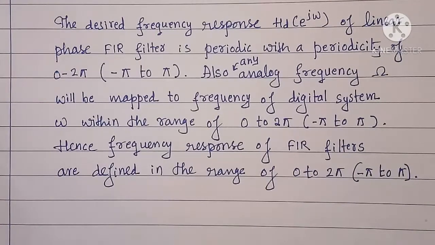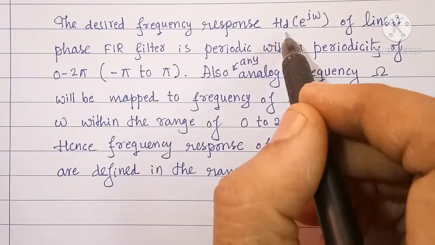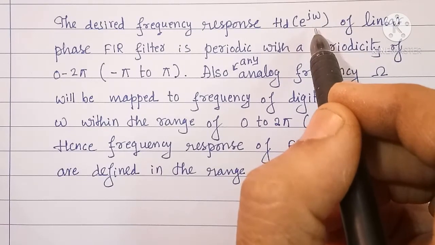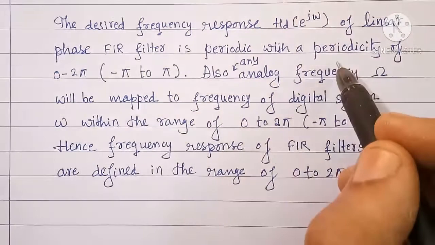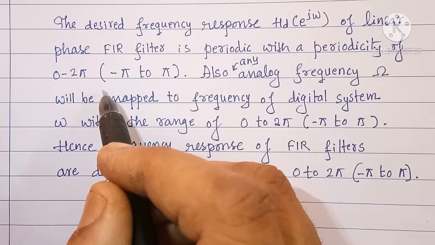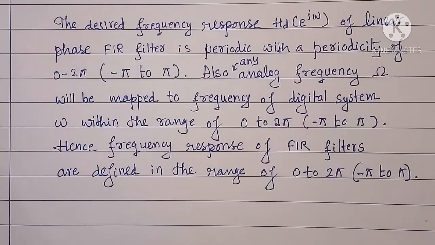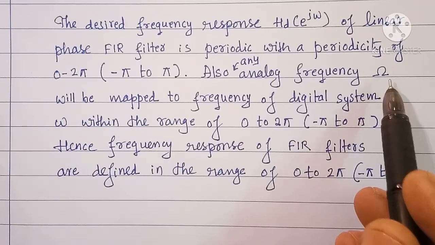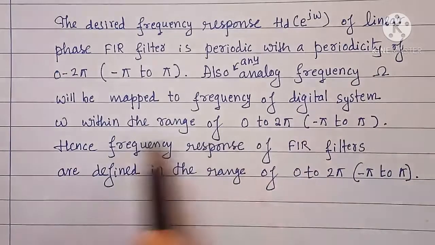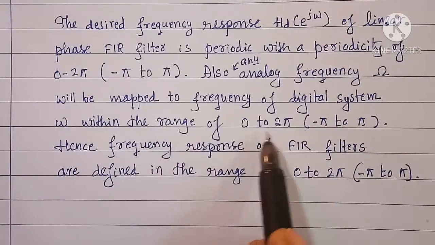In later lectures, when we start designing the linear phase FIR filters, you will be noticing that the desired frequency response HD of e raised to j omega will be given in the interval of 0 to 2 pi only, because the frequency response of digital filter has a periodicity of 0 to 2 pi or minus pi to pi, and all analog frequencies, that is omega, will be mapped to frequency of digital system omega within the range of 0 to 2 pi.